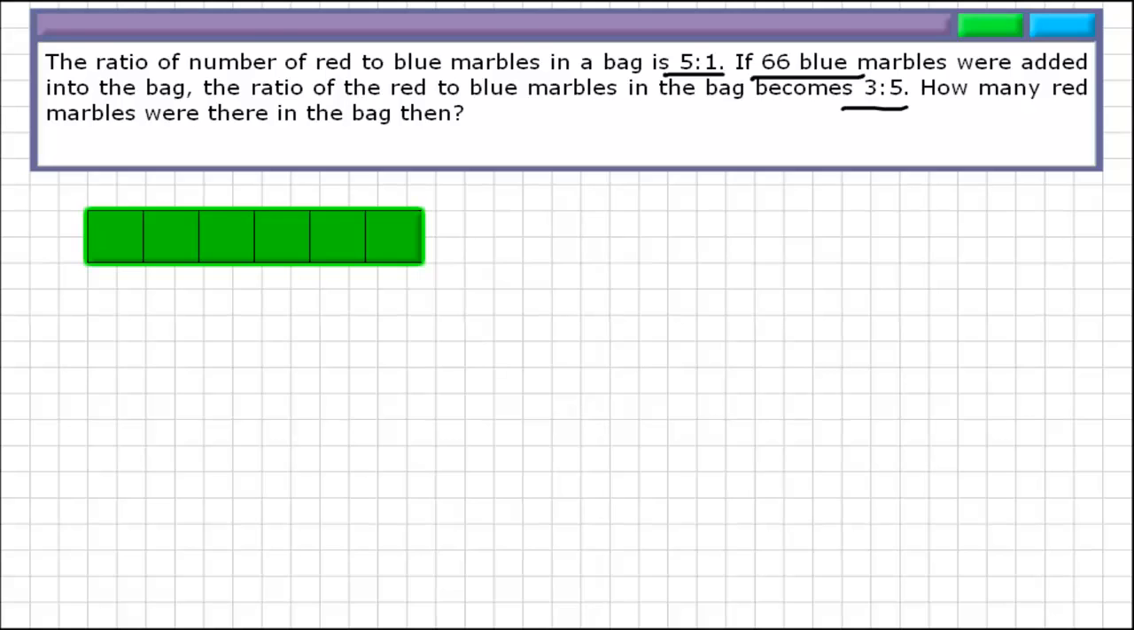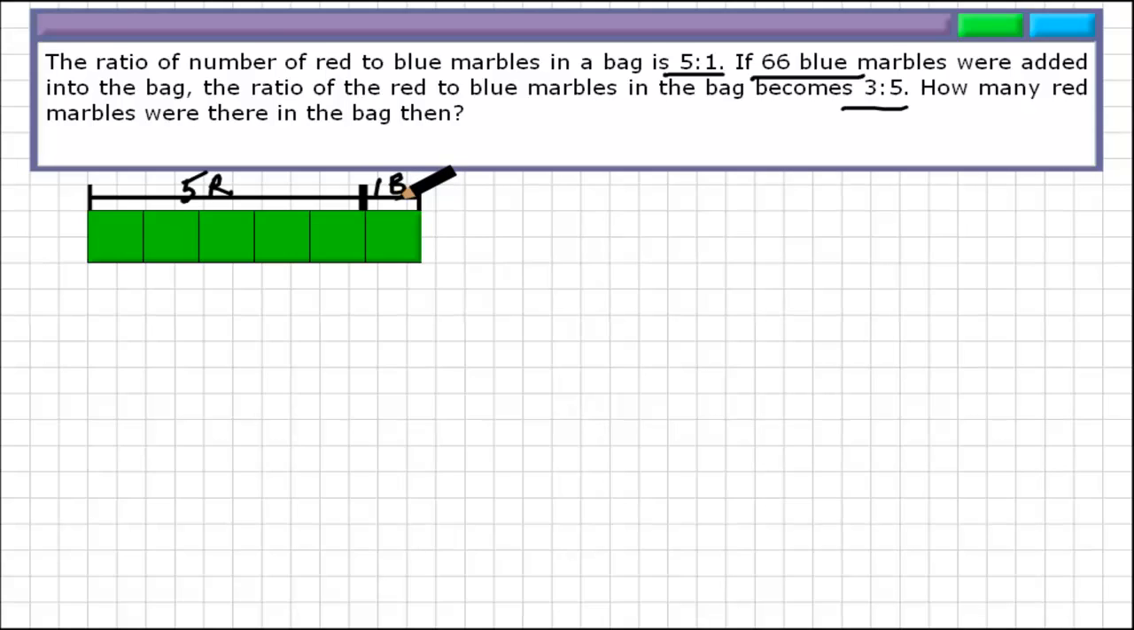Okay, let's label them. That's 5. And that's 1. So let's label that as 5 R and 1 blue.